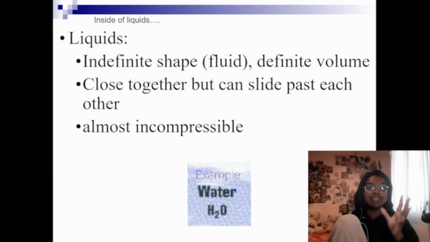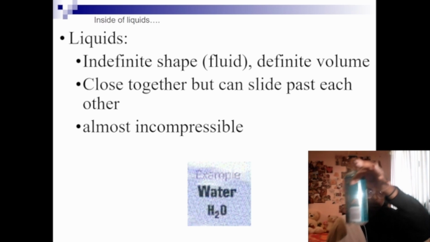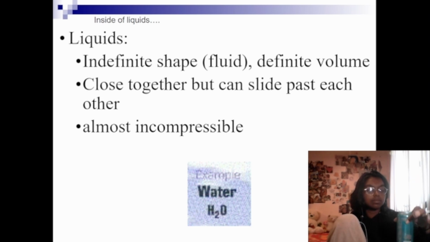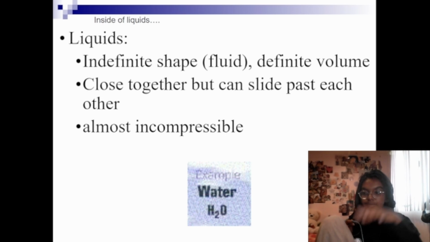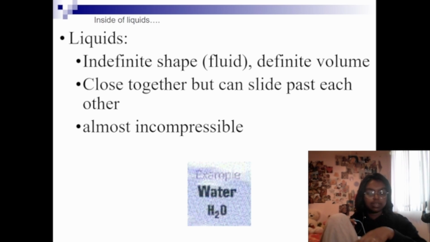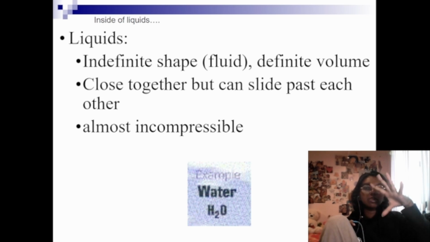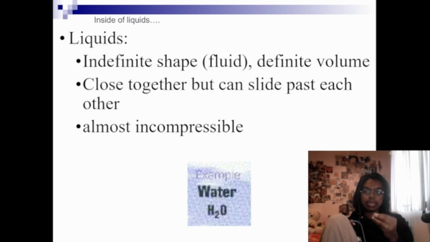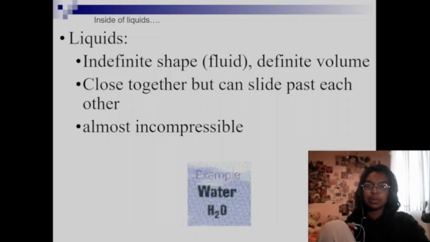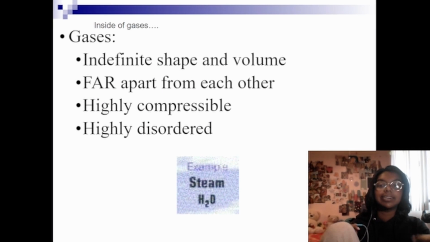What are liquids? They have an indefinite shape, but they have a definite volume, right? So the liquid inside this Monster, if I were to spill this, it would change shape. But it would still be the same number of fluid ounces left in there, because I did drink some of it. They're close together, but they can still slide past each other. They're incompressible, so you can't really put pressure on them. You can't really make it tighter, if that makes sense.